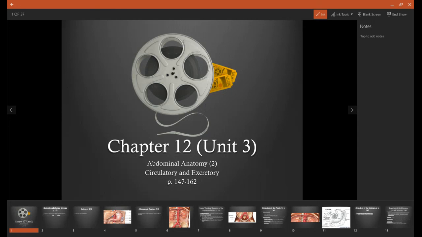Chapter 12 of Unit 3. We will still be focusing on abdominal anatomy, only this time we'll work on the circulatory and excretory system.